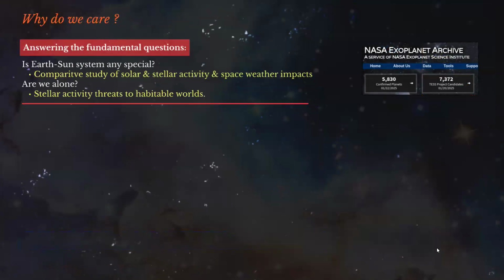So now, why do we generally care about this? We have to care about stellar activity and solar activity because we are planetary beings, first of all. And like I showed, CME can anytime hit us. And the other important question we are after is also that, is it possible to have life elsewhere, right? So stellar activity is the major villain to all this.